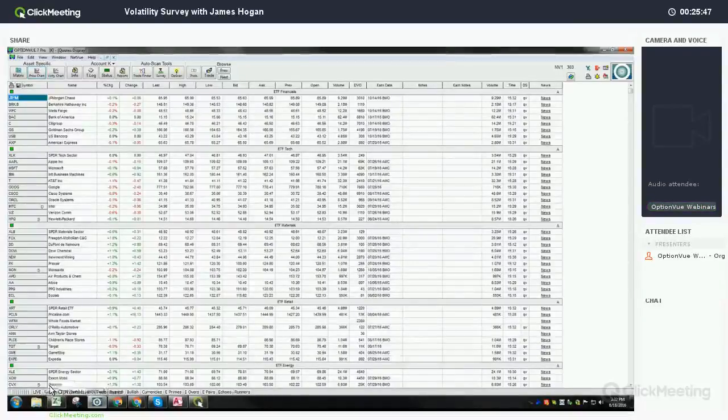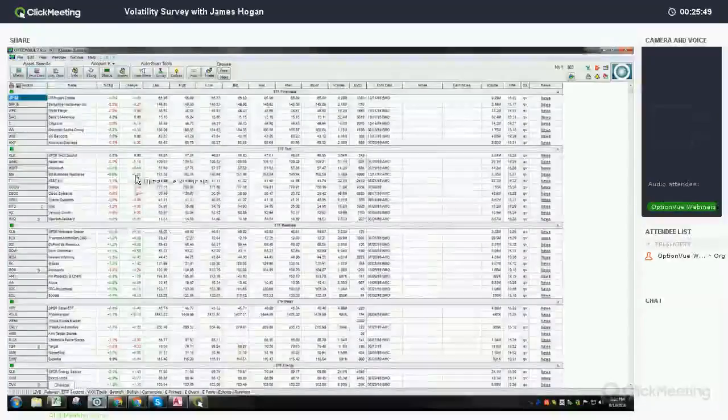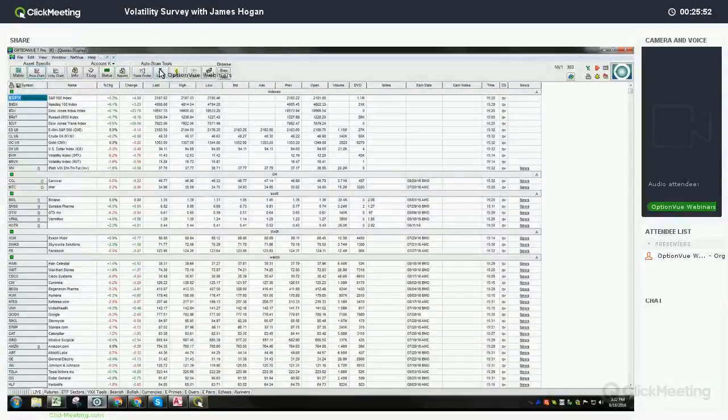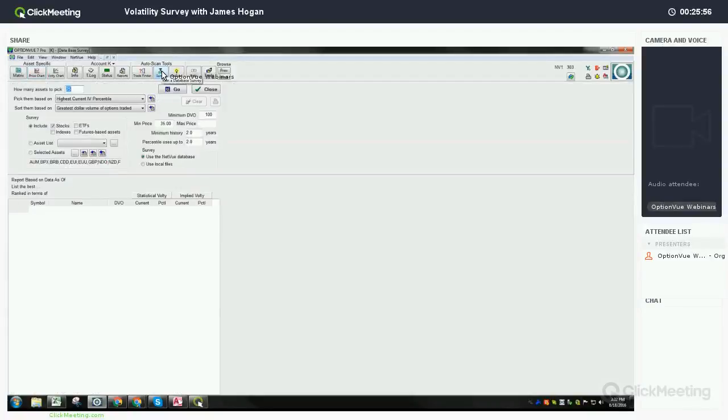Okay, so if I went to my survey feature now, which is under the auto scan tools at the top here, I'm going to click on survey. And one thing you could do right off the bat is select whether you want to look at stocks, indexes, ETFs, futures-based assets, all of them together, or just one in particular. An example of a scan is you could pick them based on and sort them based on. So these are two different parameters you can set up here.